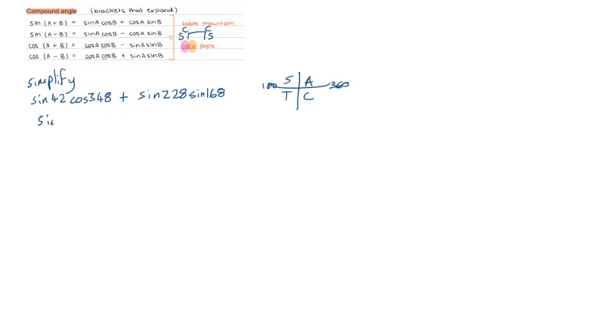So sine 42 has already been reduced. Cos 348 is about there, so that's where cos is positive, and I'm going to the nearest x, so it's positive cos 12. Sine 228, that's about there. Sine in this quadrant is negative, and how far is 228 back to 180? It is 48, and sine 168 is about there. So that's where sine is positive, and it's 12 away from your nearest x-axis.